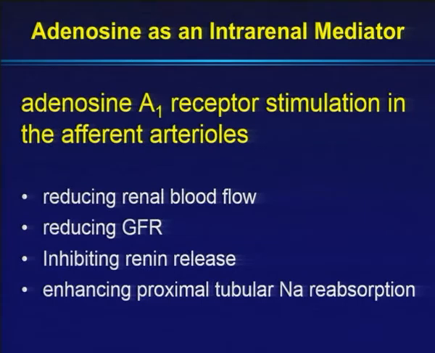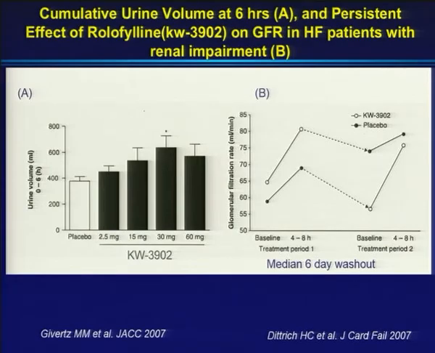So adenosine A1 receptor stimulation reduces renal blood flow, reduces GFR, inhibits renin release, and enhances proximal tubular sodium reabsorption. That means the rationale is that an A1 receptor antagonist may be a promising drug as a good diuretic. So KW-3902 is rolofylline, and dose-dependently, up to 30 milligrams, the urine volume increases.